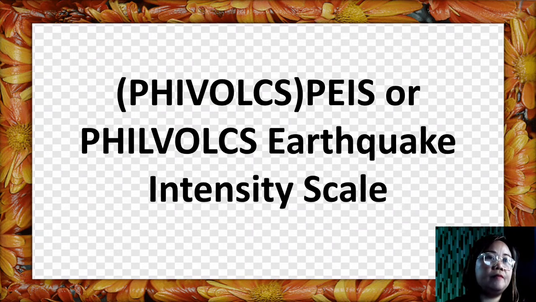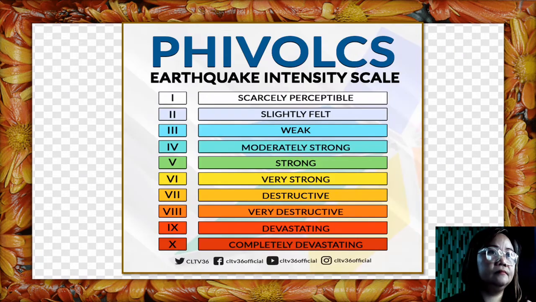PHIVOLCS Earthquake Intensity Scale. 1, scarcely perceptible. 2, slightly felt. 3, weak. 4, moderately strong. 5, strong. 6, very strong. 7, destructive. 8, very destructive. 9, devastating. 10, completely devastating.